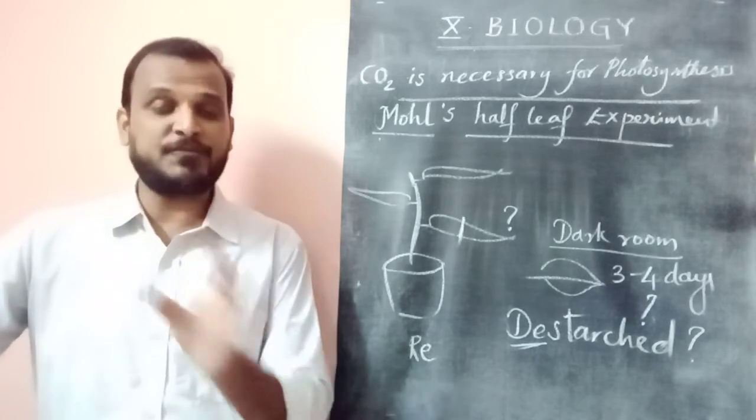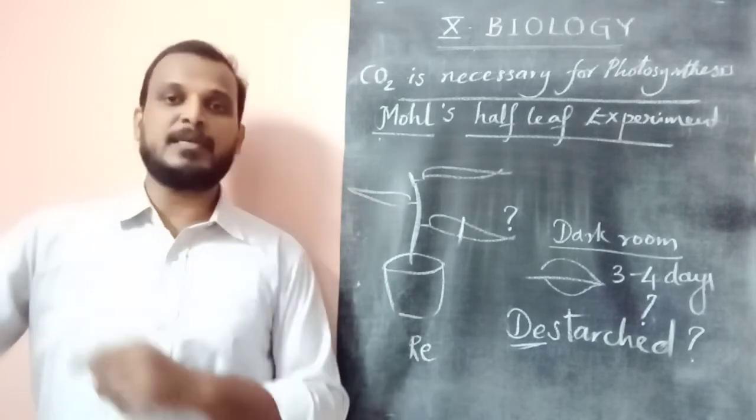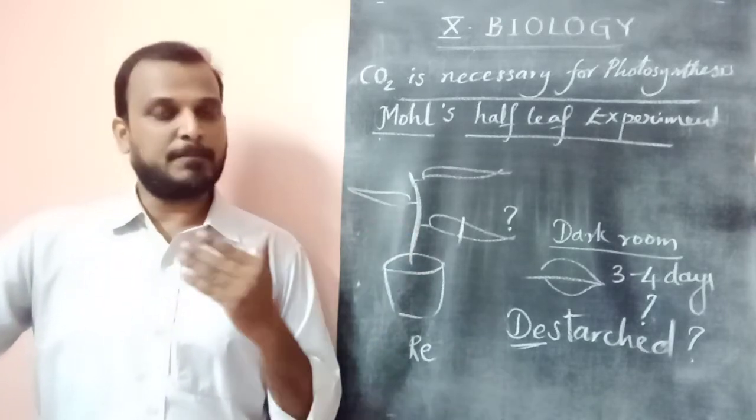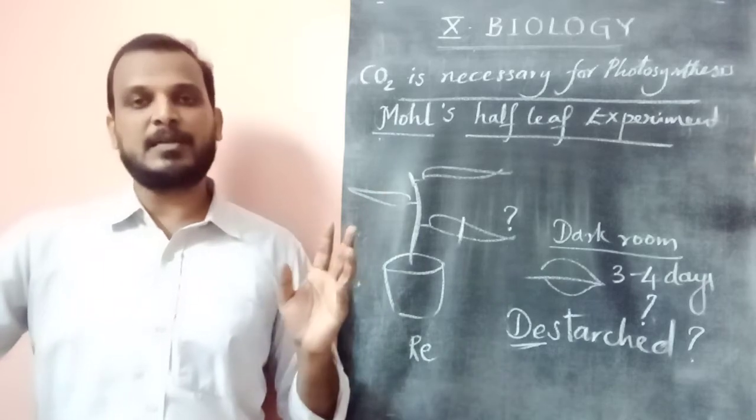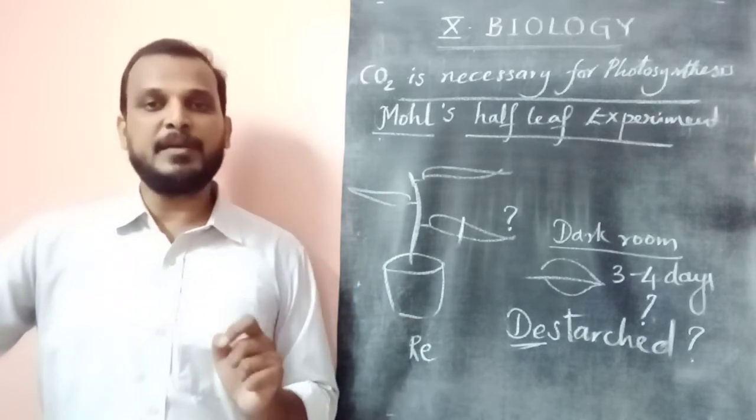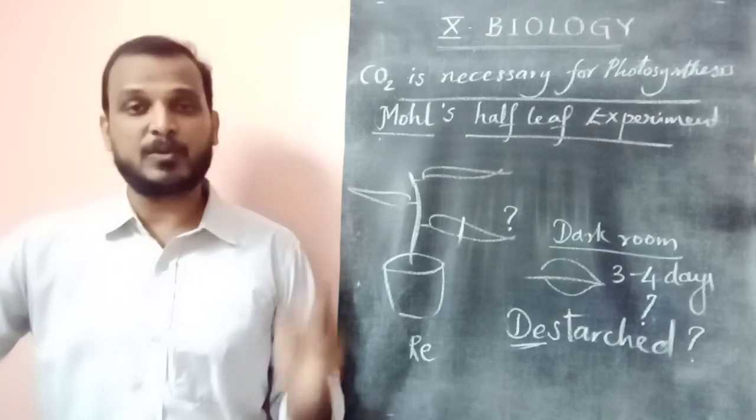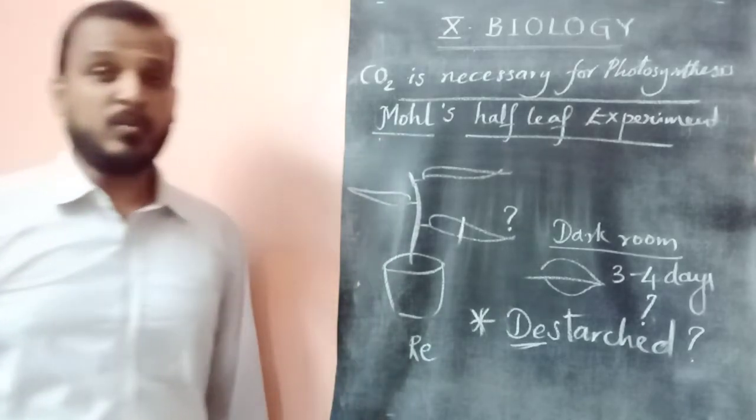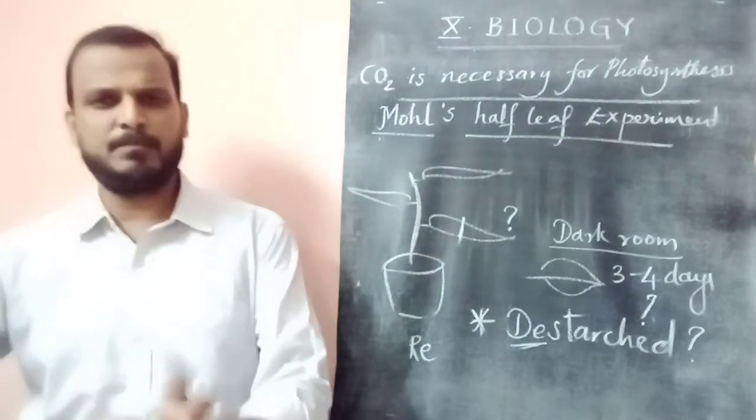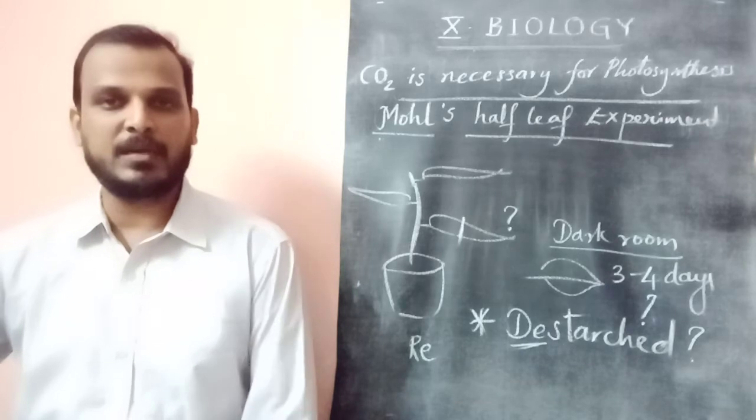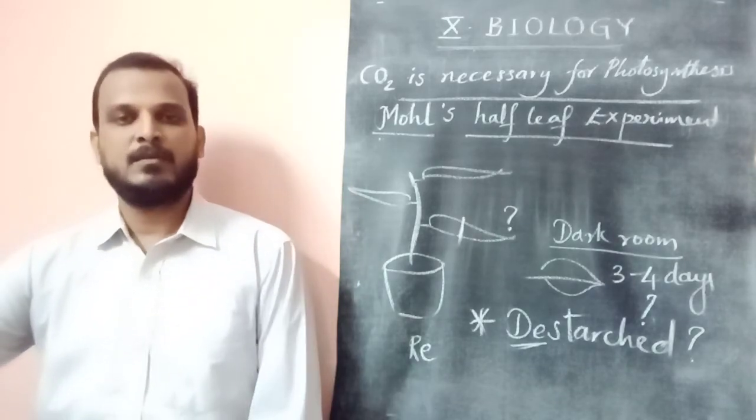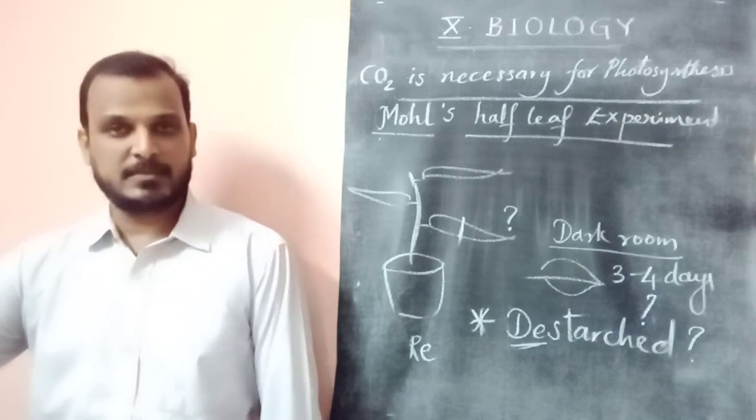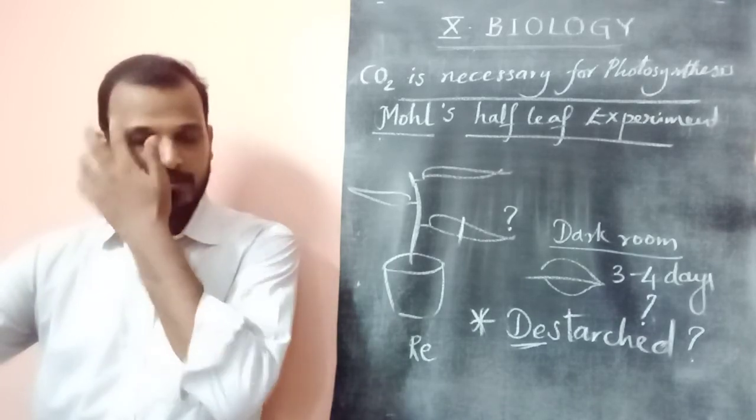So not to interfere with the experiment, not to disrupt it, not to give a negative result, we removed the reserved starch present in the leaf by keeping it in a dark room for 3 to 4 days, and the process is called de-starching. It's a very important question. How can a plant be de-starched? Simply by keeping it in a dark room for 3 to 4 days. By keeping a plant in a dark room for 3 to 4 days, it is de-starched. So understand it.